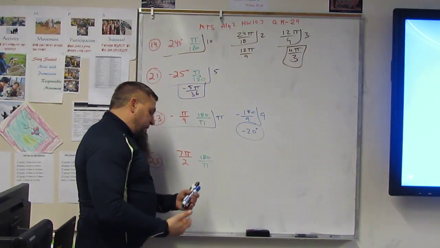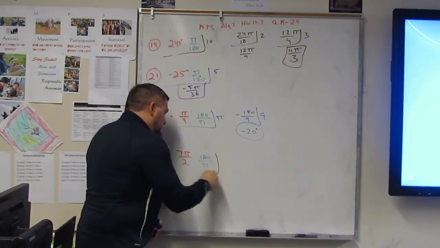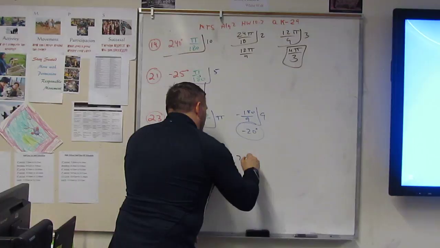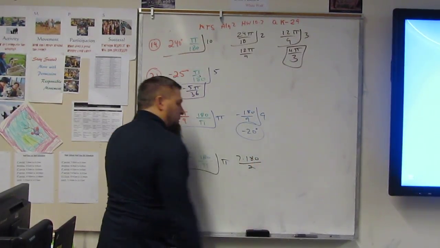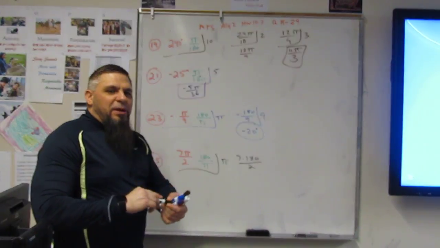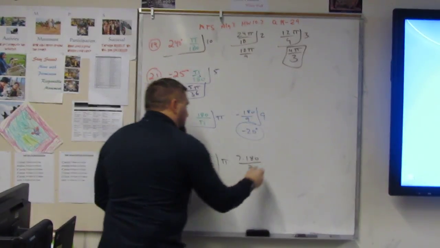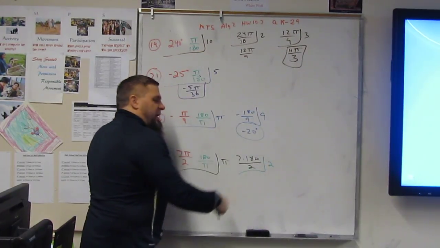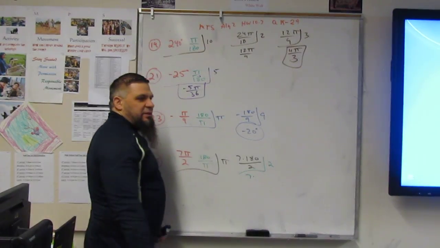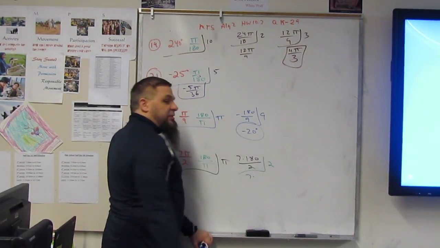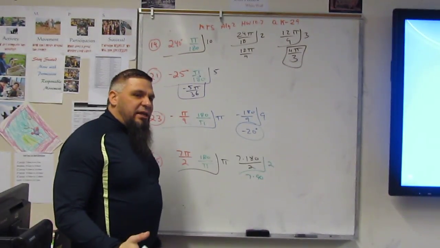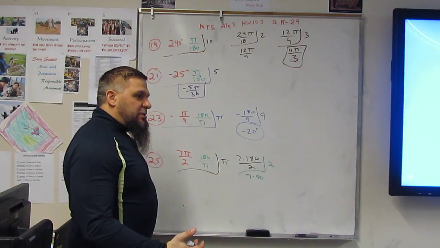Same thing here. I like to take out the pi. So now I have 7 times 180 over 2. I don't put those together. I'd rather take it apart piece by piece. So what goes into the top and the bottom? A 2 does. It doesn't go into the 7, but it does go into the 180, 90 times. So I got 7 90s, which is how much?